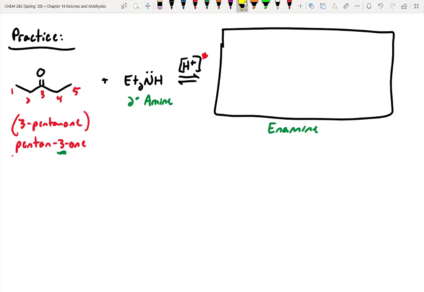So the question is, well, will it occur on this side that I've highlighted in yellow, or will it occur on this side that I've highlighted in green, or does it matter? In this case, I would say it doesn't matter at all because it's symmetric, right? The ethyl group off of one side of the ketone is the same as the ethyl group coming off the other side. So in this case, I'm not going to worry about that.